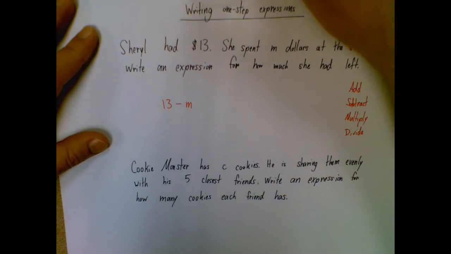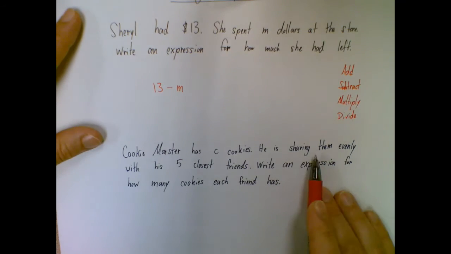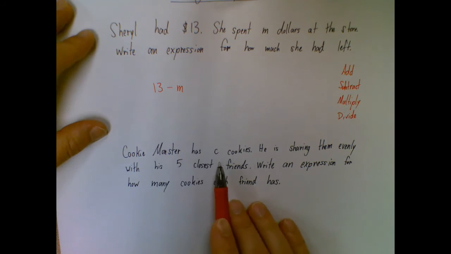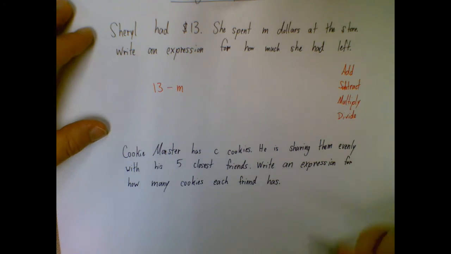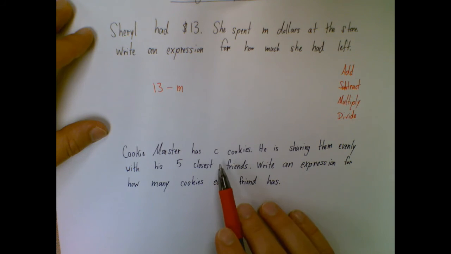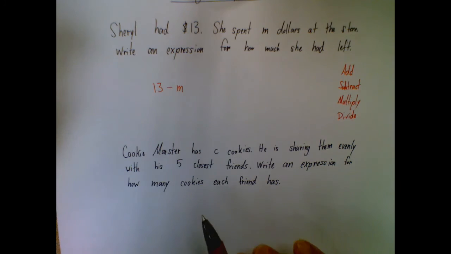All right, coming down to our next one, we have Cookie Monster, who has C cookies. He's sharing them evenly with his 5 closest friends. Write an expression for how many cookies each friend has. So this one is a little bit trickier, but it's the same general principle. So he's starting with C cookies, and then he's splitting them with his friends. So once again, it is going to be a smaller amount. There's no way he's going to start with C cookies, or let's put a number here, start with 10 cookies, split them with his friends, and each friend gets 15. Doesn't make any sense. So they are going to be getting smaller.